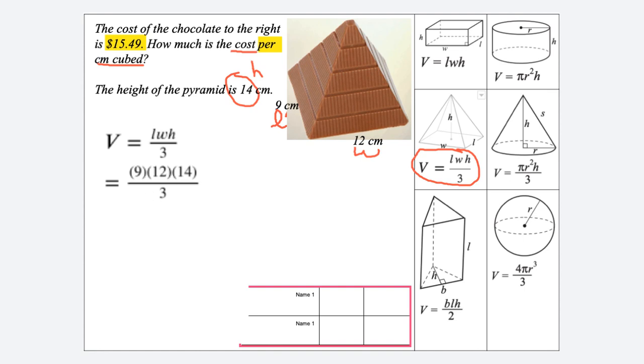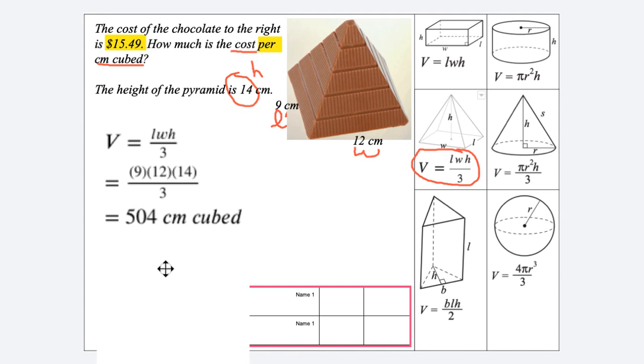Okay, so let's keep going here. Then I would just put it in my calculator: 9 times 12 times 14 divided by 3. And that's 504 centimeters cubed. So there's our volume. Now once we get our volume, what's the next thing that we need to do?